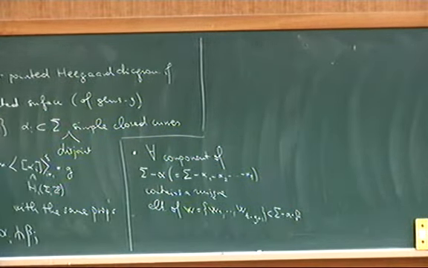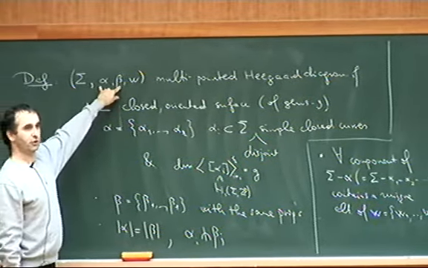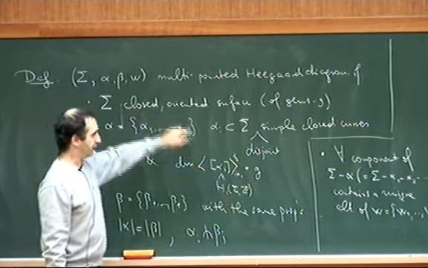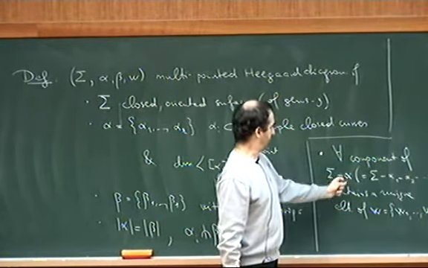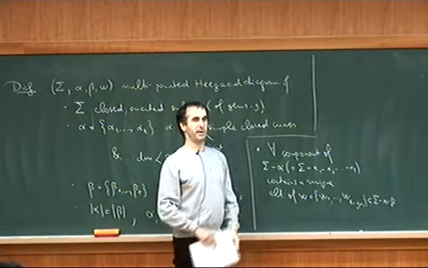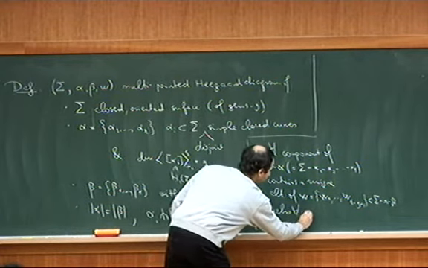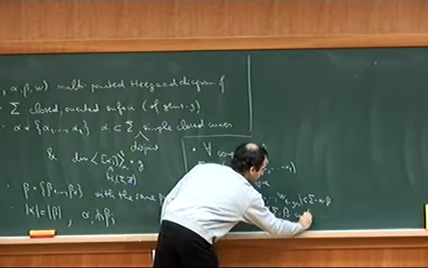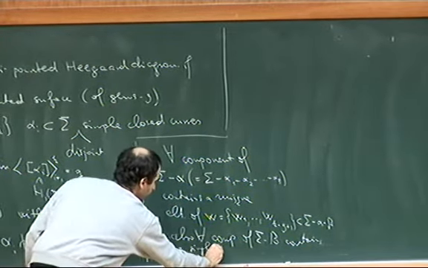So sigma is a surface, alphas and betas are collections of curves, and w is a collection of finitely many points in the complement of the alphas and the betas, such that every component of sigma minus alpha contains a single point, and likewise every component of sigma minus beta contains a single w_i.